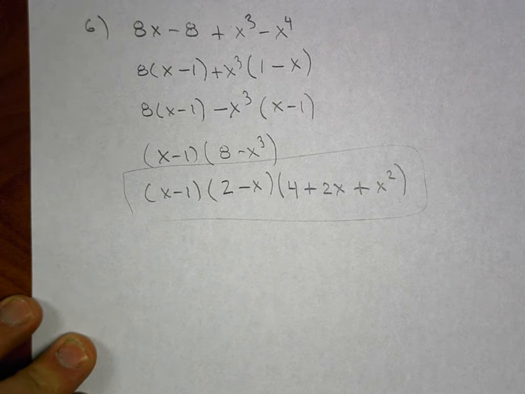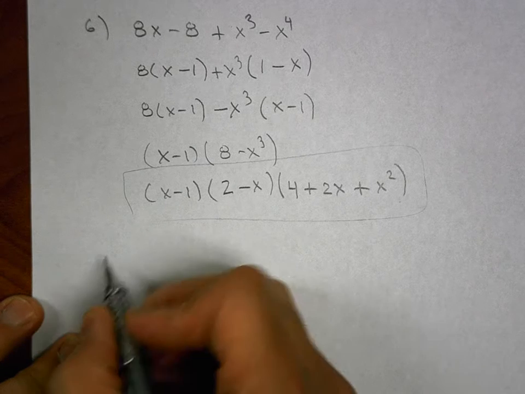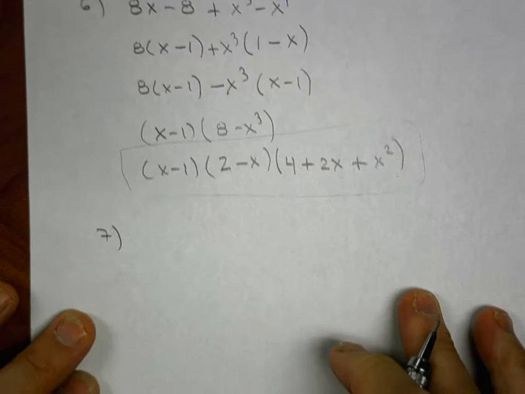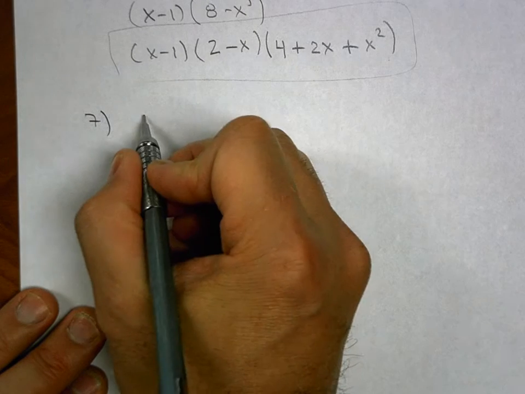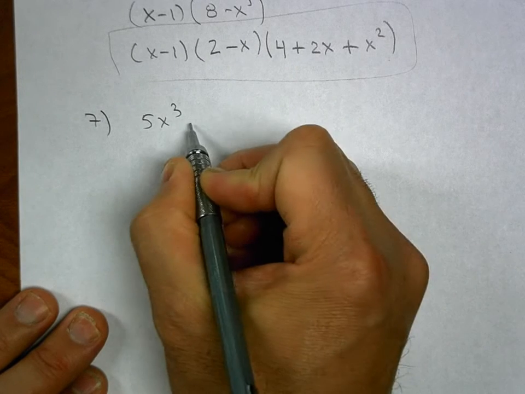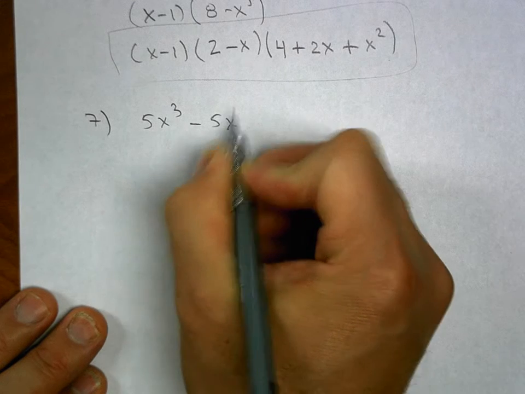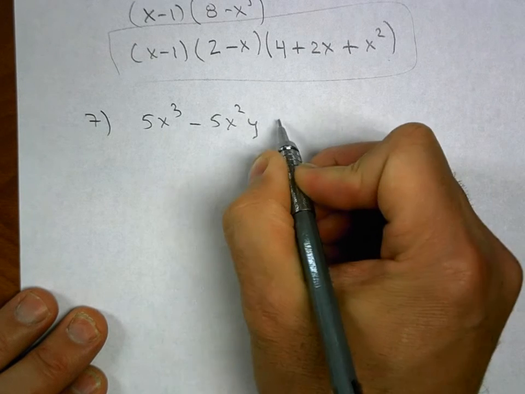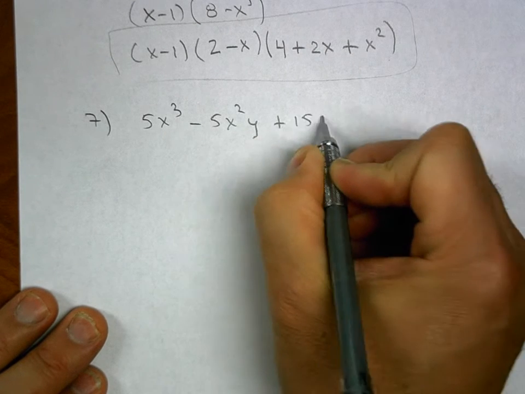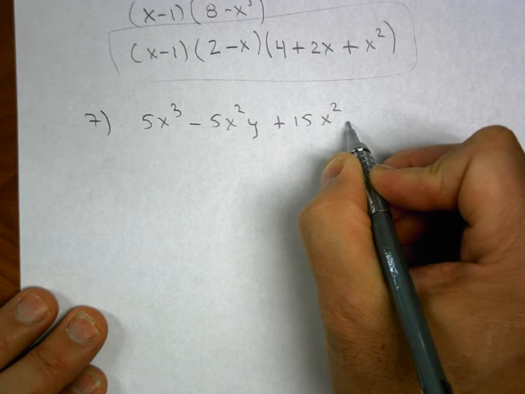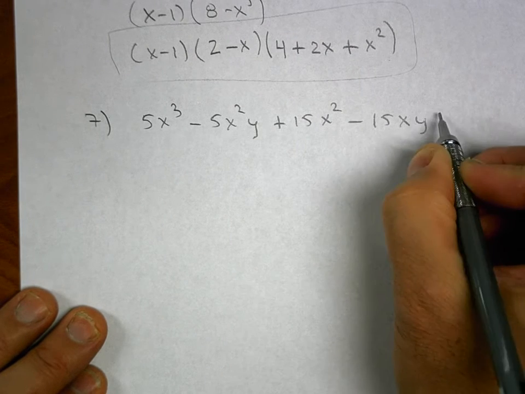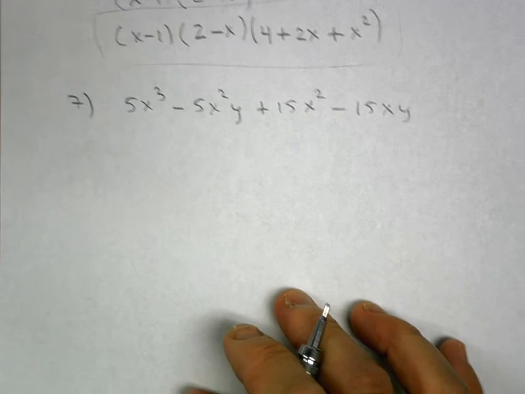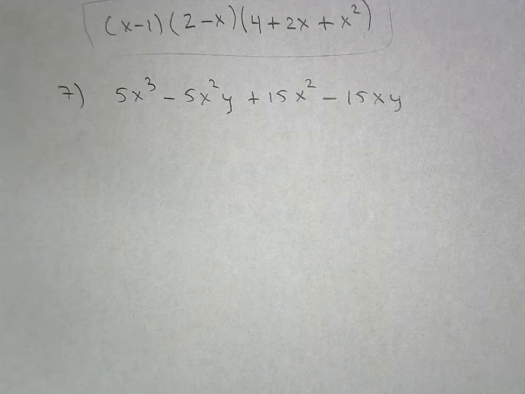Okay, I got 2 more here. So stepping up the difficulty a little bit. Number 7, 5x cubed minus 5x squared y plus 15x squared minus 15xy. All right, so we've got to factor this thing.